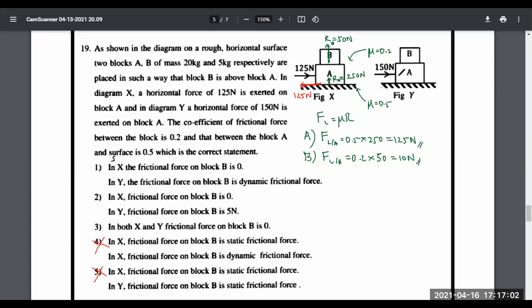Right now, here, when 150 Newton is applied, what will happen to A now? A is going to move, right? So A will be experiencing a frictional force here, F1, and B will also try to stop A, F2. B will also try to stop A. F2 will be there, right? So now what will happen? In Y, frictional force on block B, what will be the answer, people? What will be the answer?